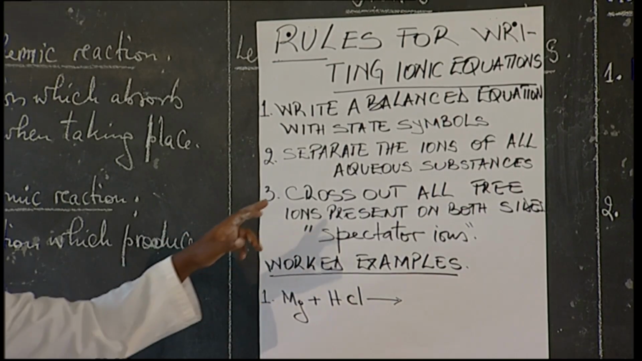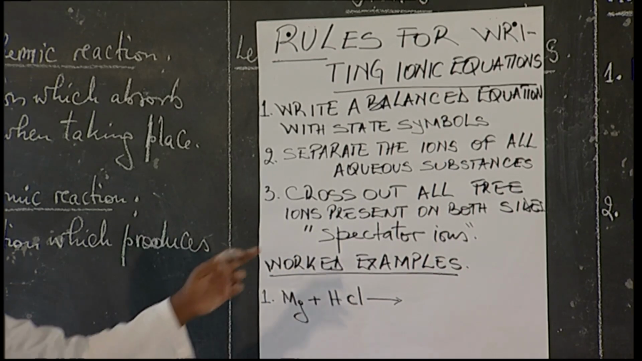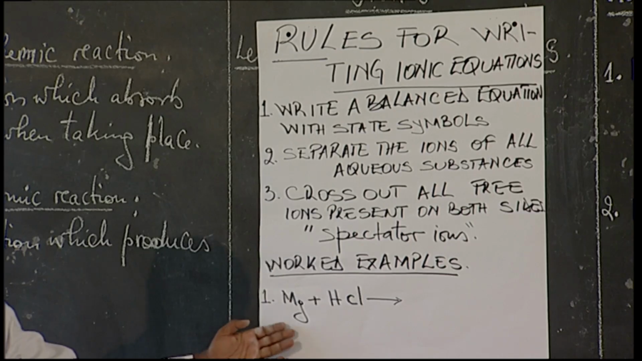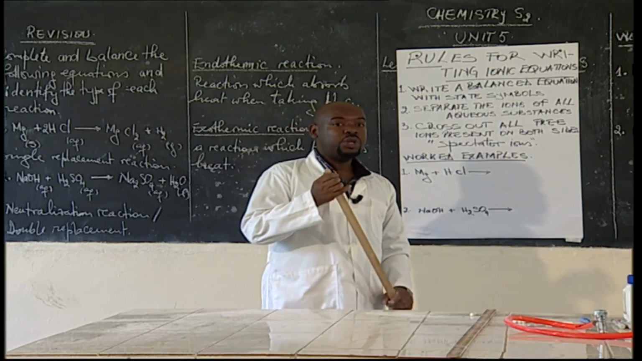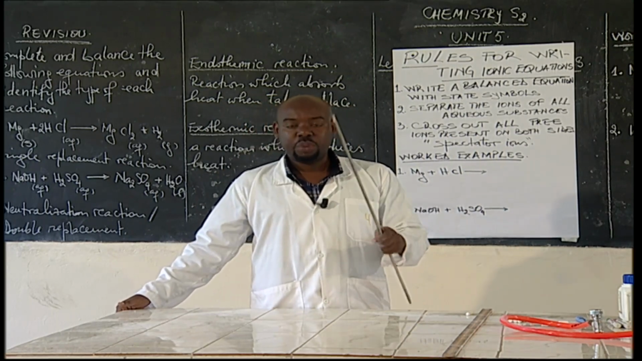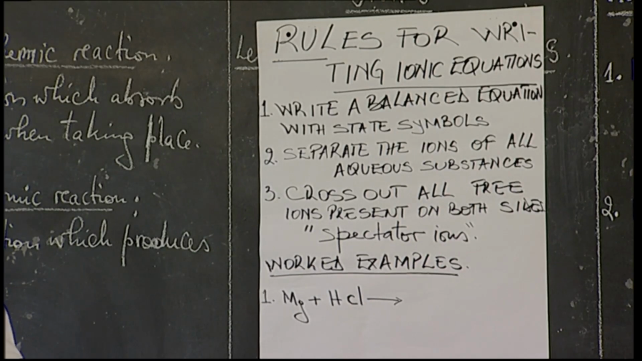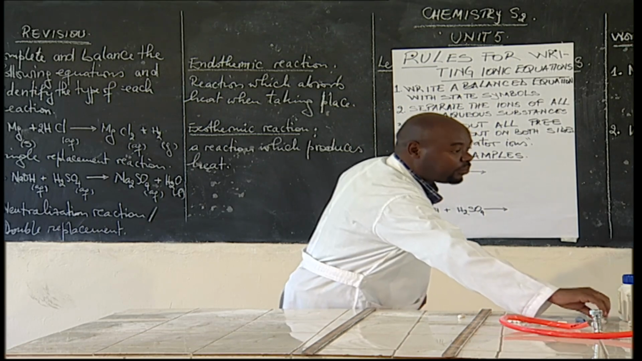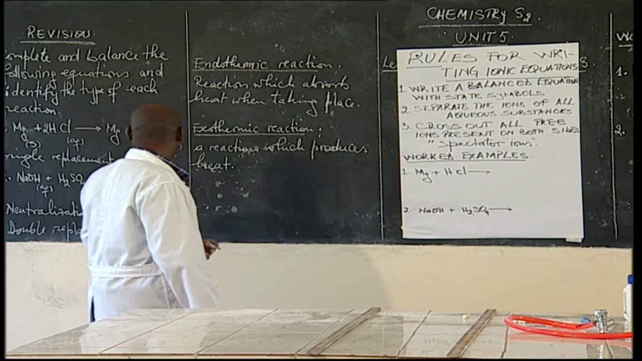And number 3, we cross out all free ions present on both sides. We will demonstrate this rule number 3 when we will be working out these 2 examples. And those ions which are present on both sides and which are free in the solution, we call them spectator ions. They don't really take part in the reaction, which brings out some changes. Now, let us try example number 1.